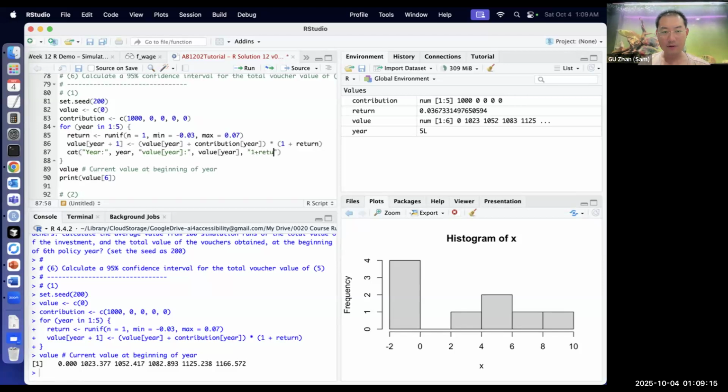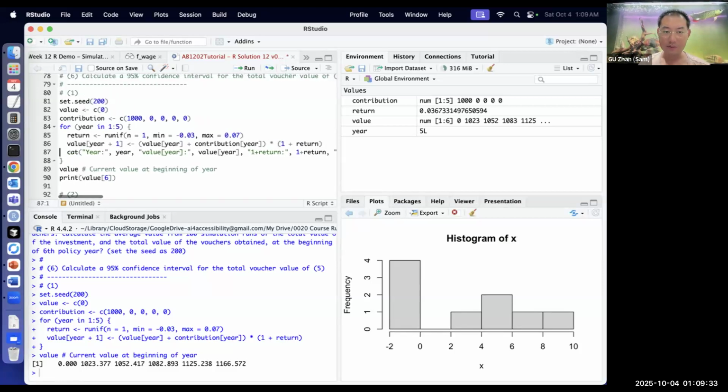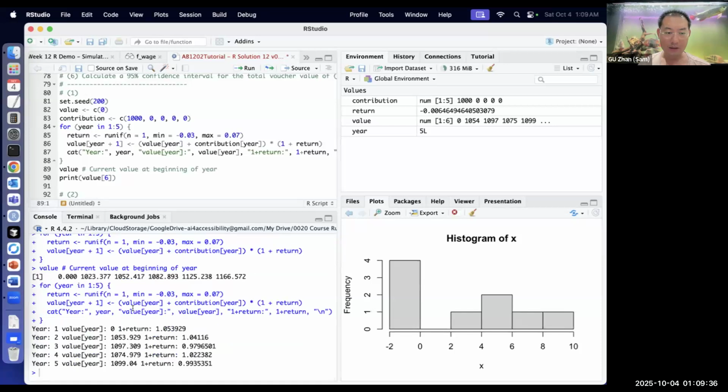1 plus return is 1 plus return. Okay, so let's return. Then backslash n backslash n. You need a backslash n to have a new line. Okay, let's run it. So I'm now seeing year one, value 0, return 1.05. Then the year two is $1,000 times 1.053. That's why you get this number, right?